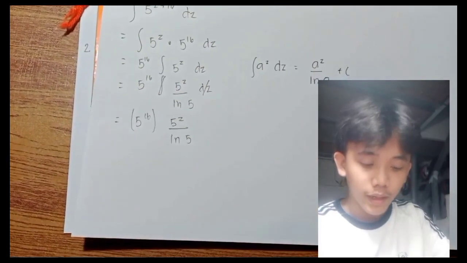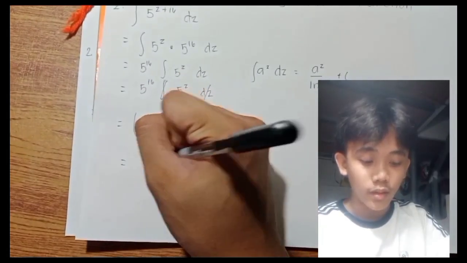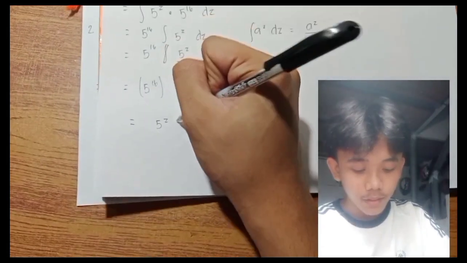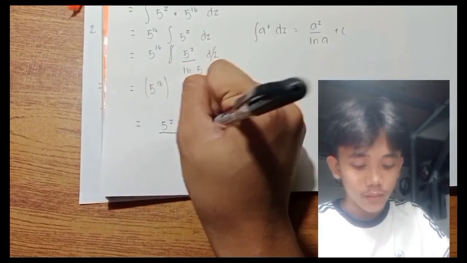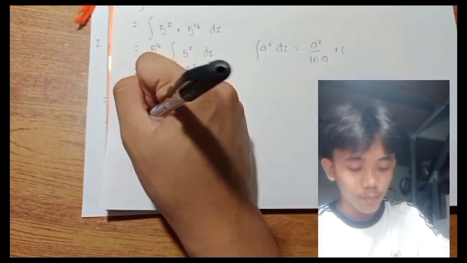Next, we combine them, which is 5 raised to 16 times 5 raised to z over ln 5. It becomes 5 raised to z plus 16 over ln 5 plus c. And that is our answer.